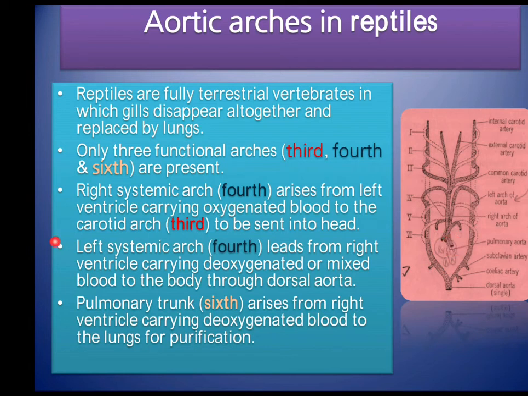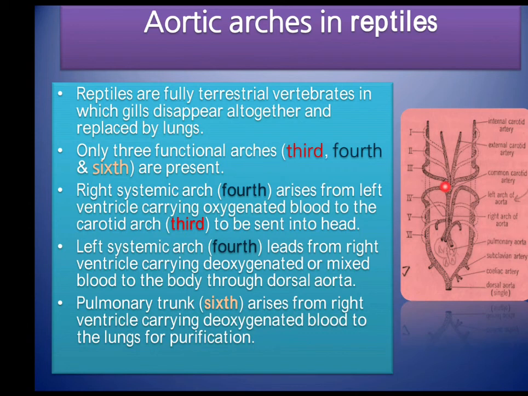And if you go for the left systemic arch, which is this, it has origin from the right ventricle. So the left systemic arch leads from the right ventricle and it is carrying the deoxygenated blood to the body, or this is the mixed blood, through the dorsal aorta. So this is the dorsal aorta. It is coming from the right ventricle and it is taking the partially deoxygenated blood to the whole of the body. From the right arch, we have the oxygenated blood coming to the body.